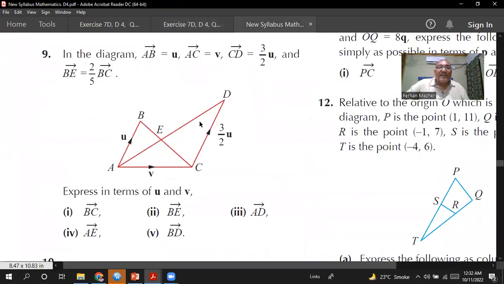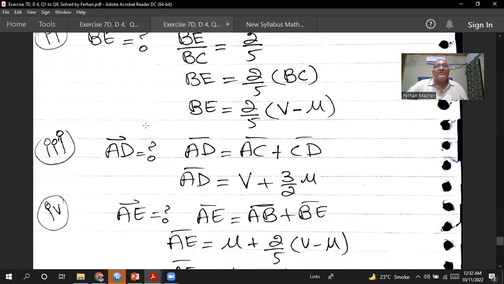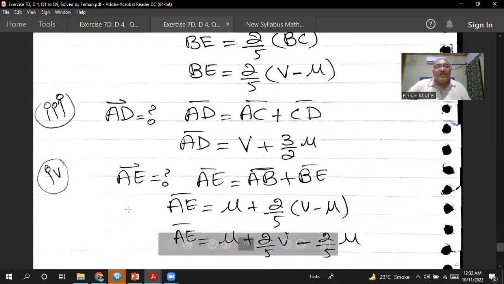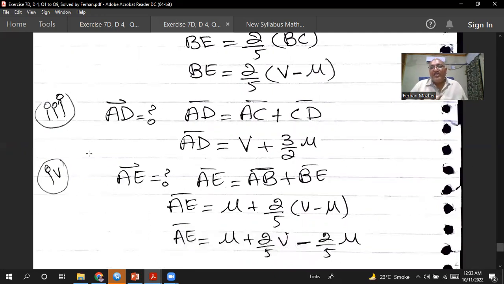Then their question is find AE. If you want to find AE, bypass A to B, B to E. I know the value of A to B and I know the value of B to E. We already have found that. So let me show you. AE will be equal to A to B plus B to E. So A to B is U, B to E we already have found. You can see on the screen also 2 by 5 bracket V minus U bracket close.